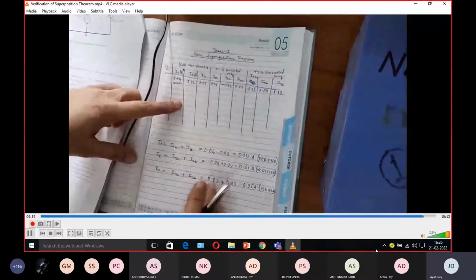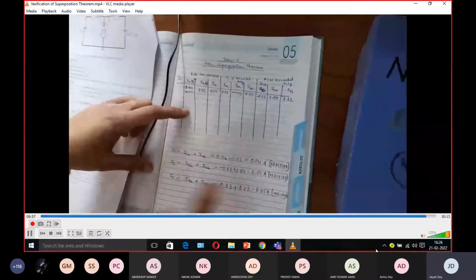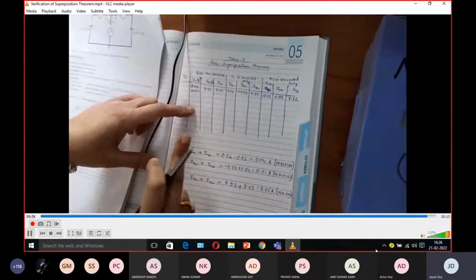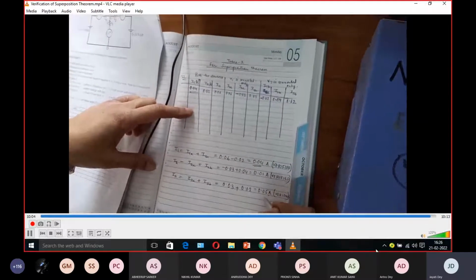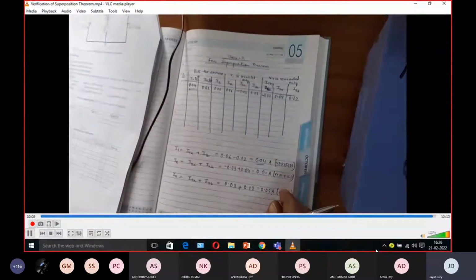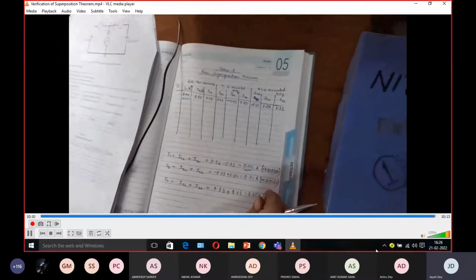So with this experiment we can say that the superposition theorem is verified here perfectly, and in this too with little error. So in a nutshell we can say that the superposition theorem is verified satisfactorily.